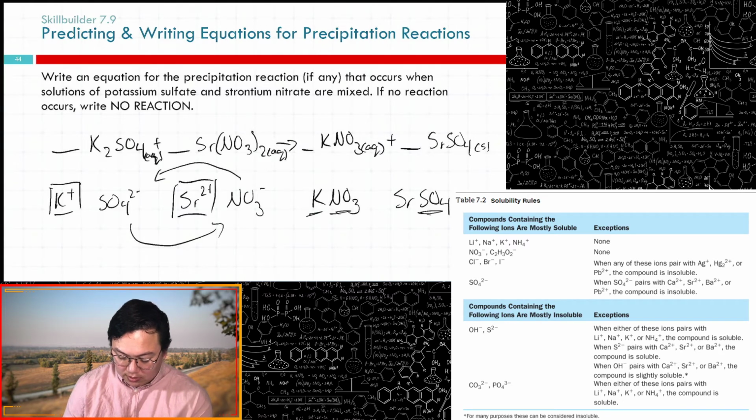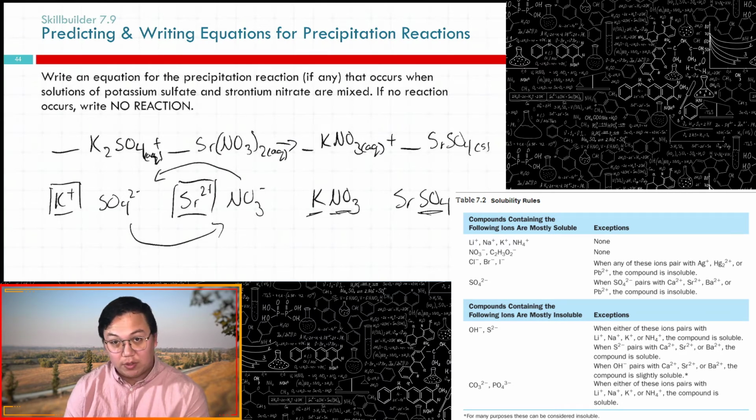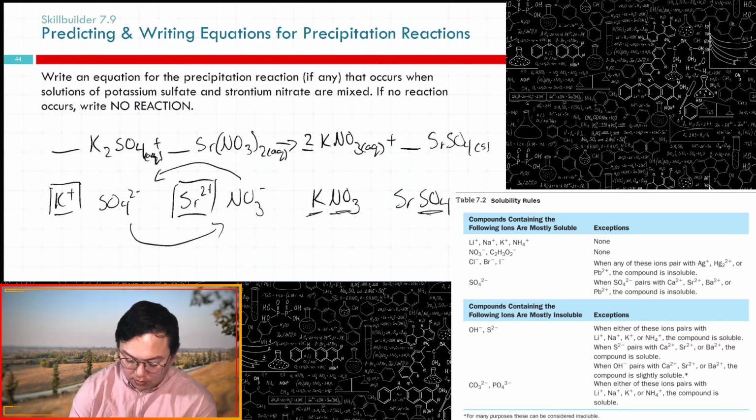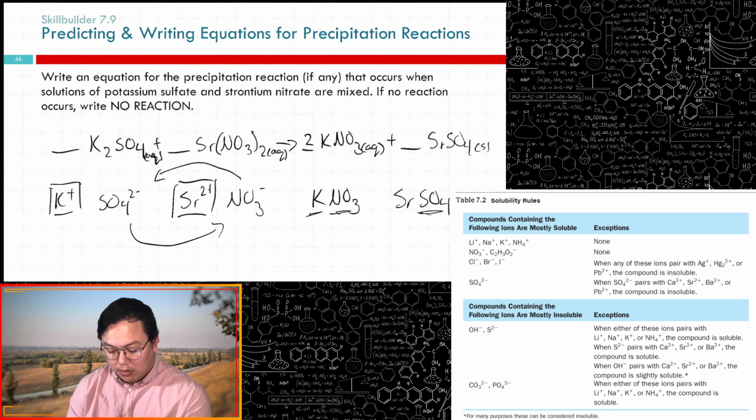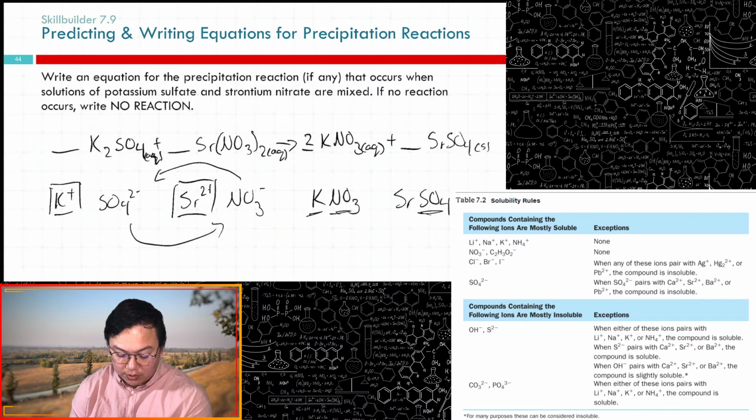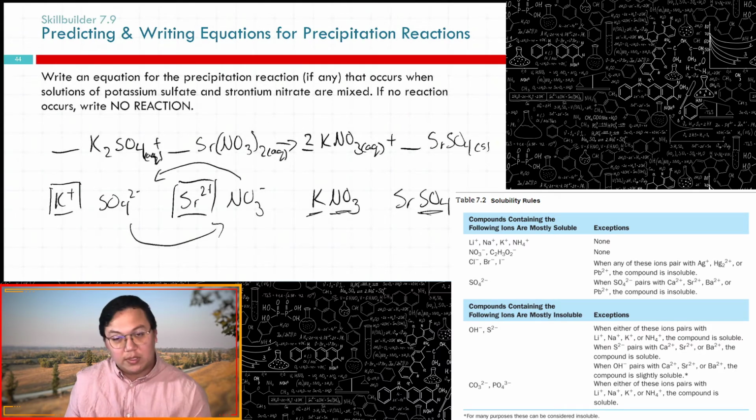So then again, to balance these, you can really start with either of these that we have two of on the left and one of on the right. I'm going to start with potassium. We have two potassiums on the left and one potassium on the right. So we will add a 2 coefficient there. Now we have two potassiums and two nitrates. Let's check on the left side: we have two nitrates. And just to round it out, strontium, we have one on the left, one on the right. We have one sulfate on the right, one sulfate on the left. So we've successfully balanced it.